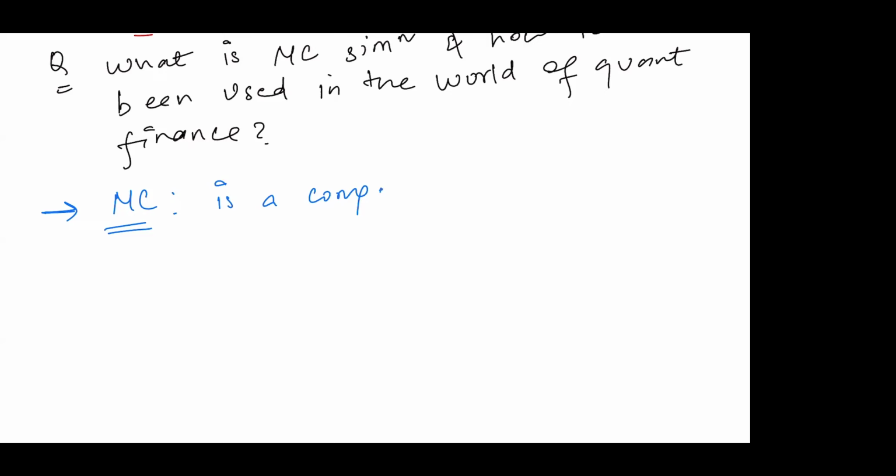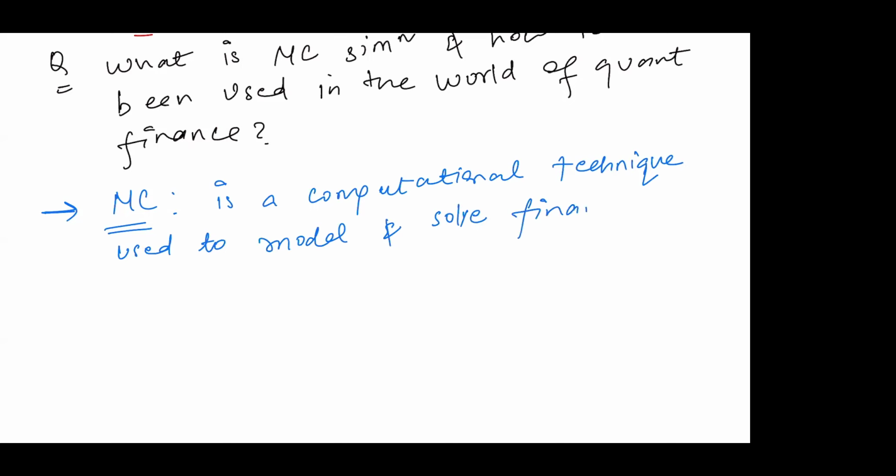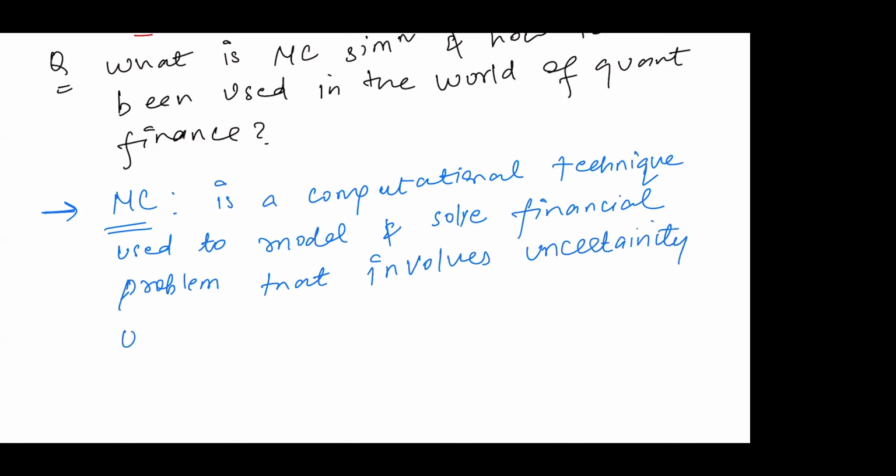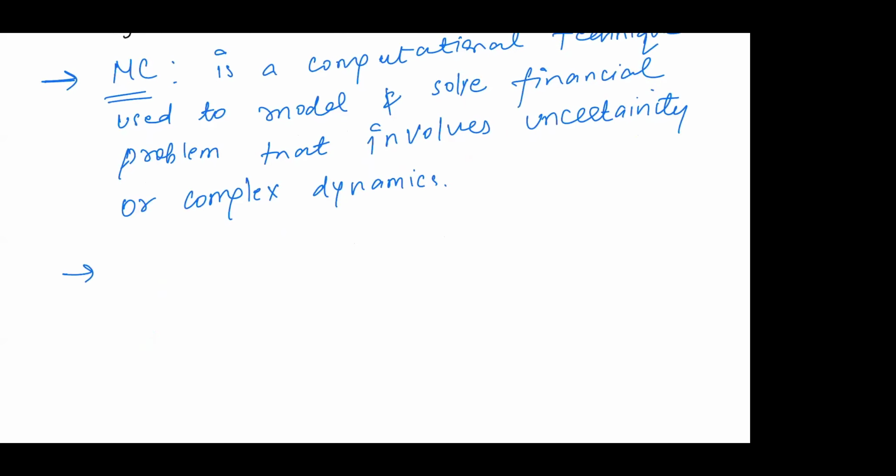So Monte Carlo is basically a computational technique used to model and solve financial problems that involve uncertainty. Either it involves uncertainty or there are a lot of complex dynamics involved in the process. Okay. So where do we use it? It is particularly useful in areas where closed form analytical solution is difficult to derive.